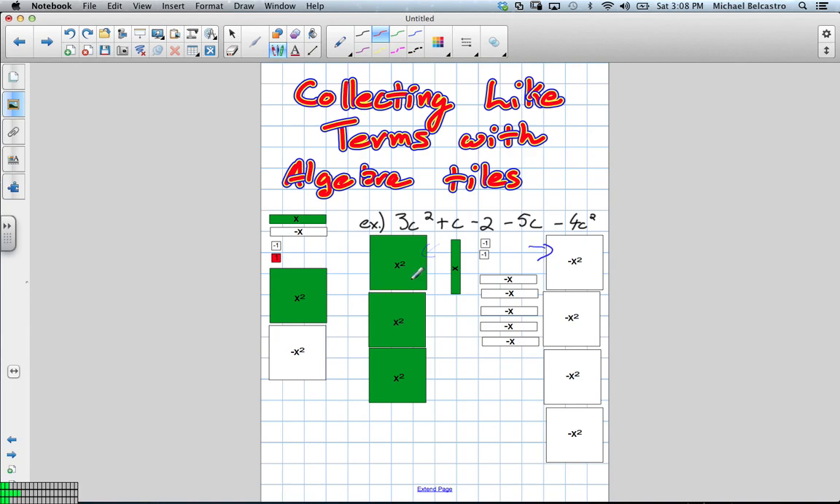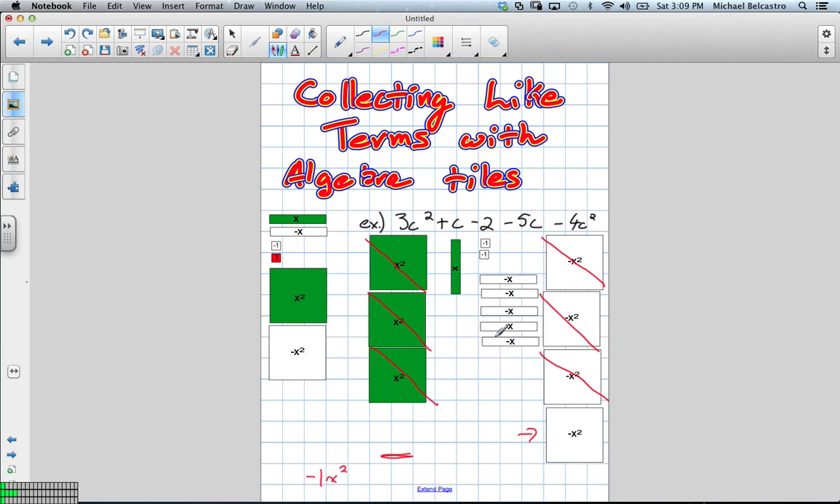So what we're going to do is we're going to match up tiles. So I have this one here. Can I cancel out a white one with it? Yeah. Can I do it again? Yep. Can I do it again? Yep. Can I do it again? No. Do I have any positive x squared tiles left? No. Do I have any negative ones? Yep. How many? 1 x squared. All right. So negative 1 x squared is left there.